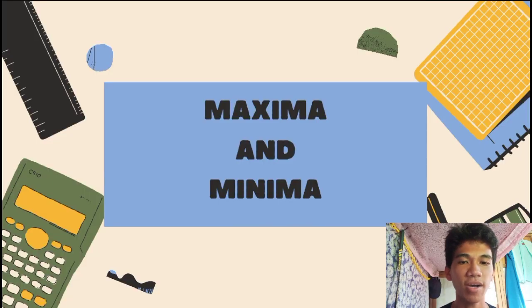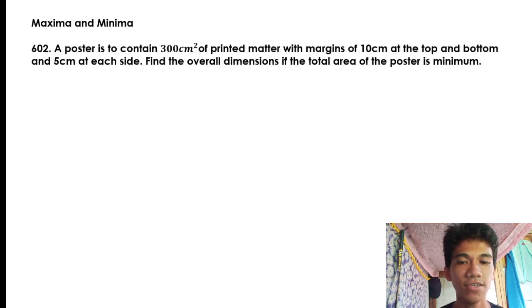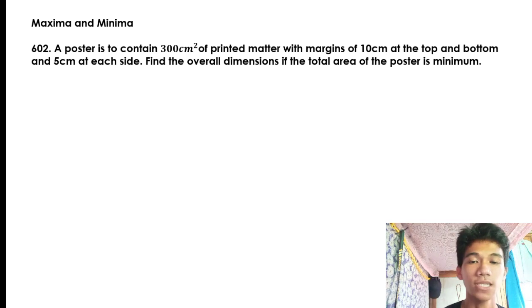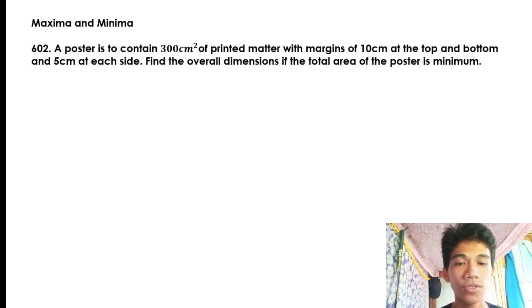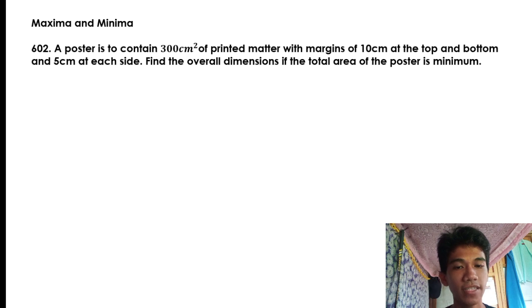So let's proceed to the maxima and minima. We have this problem: a poster is to contain 300 centimeters squared of printed matter with margins of 10 centimeters at the top and the bottom and 5 centimeters on each side. Find the overall dimensions if the total area of the poster is minimum.